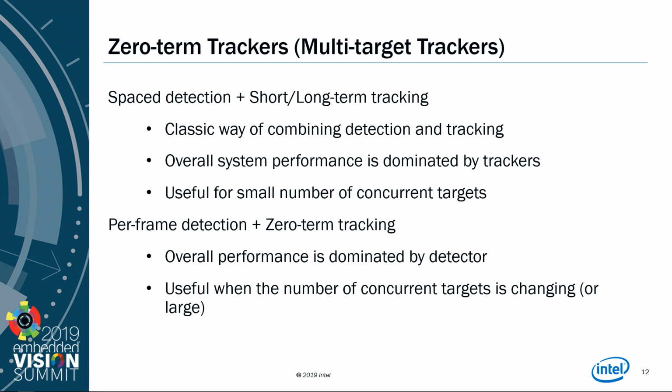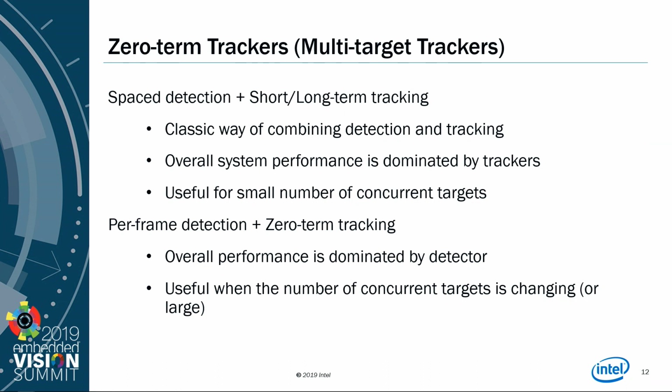So in short summary, there are two main approaches when you combine the detection and the trackers. The first approach is you can use spaced detection with a long or short-term tracking approach. This is a classic way of combining detection and tracking, and the overall system performance is dominated by trackers. So this is still useful for a small number of concurrent targets. Depending on your application, you can take this approach.